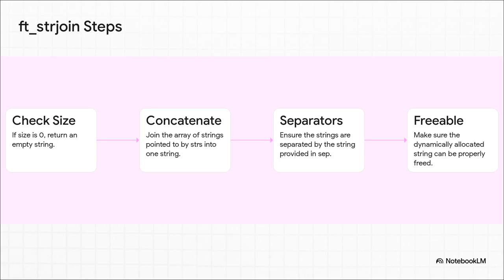Step 3, malloc that massive total length, plus 1 for the final null terminator. And step 4, iterate through your array and concatenate everything together, appending the separator after every word except for the very last one.